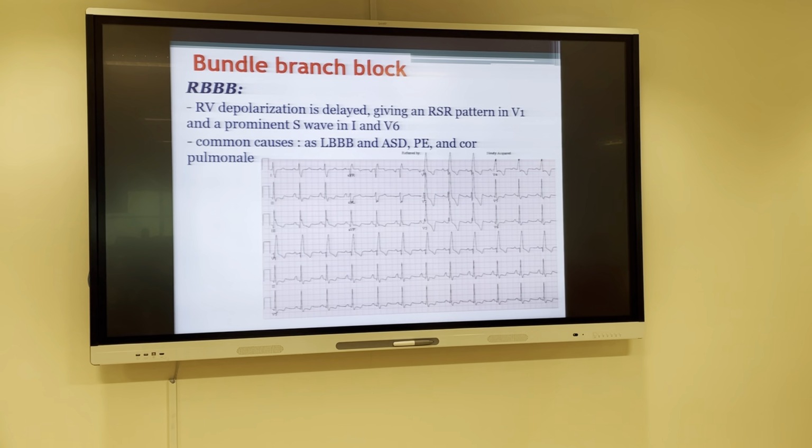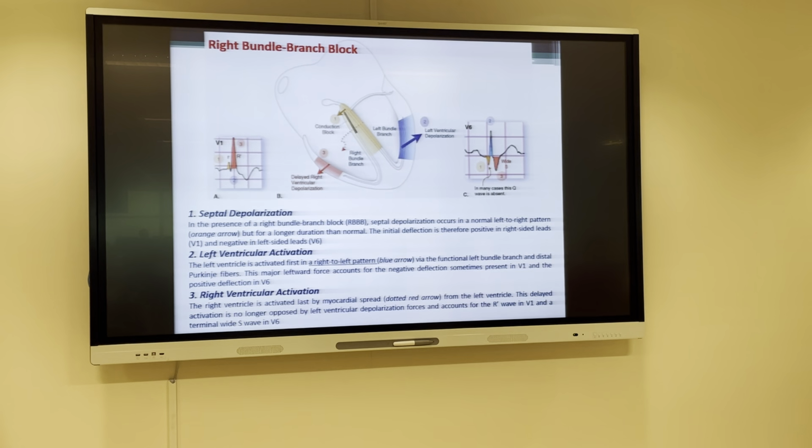What is the only exception? If there is new onset chest pain and a new left bundle branch block, think also about acute myocardial infarction. This is the only exception.